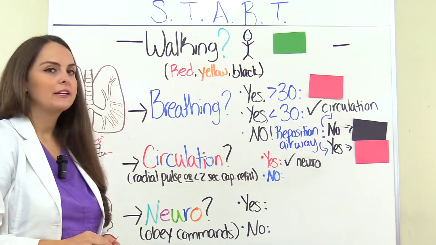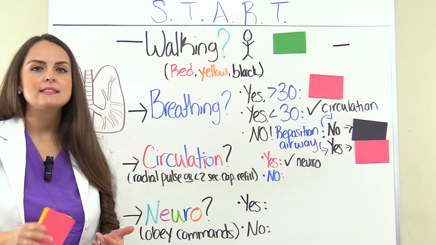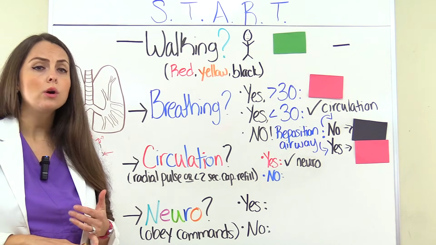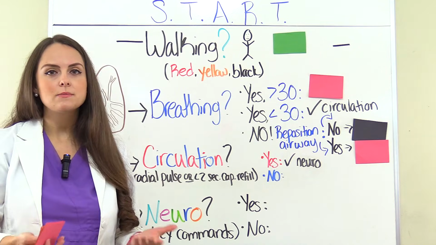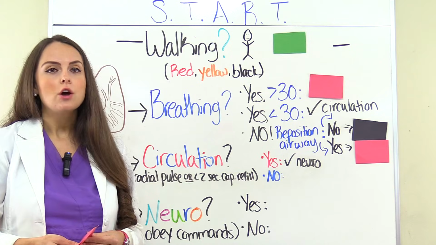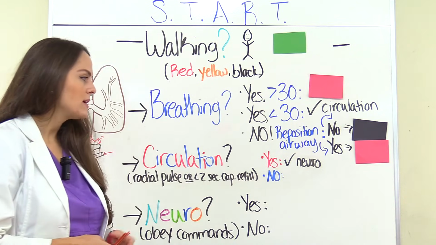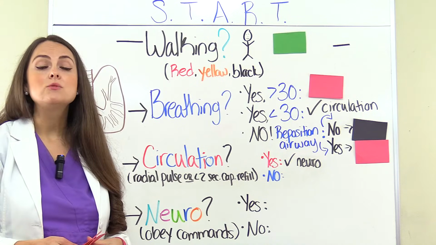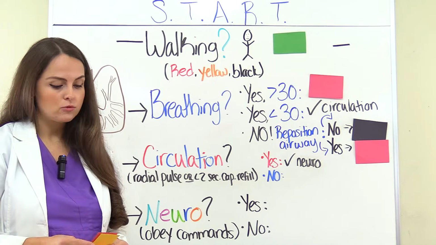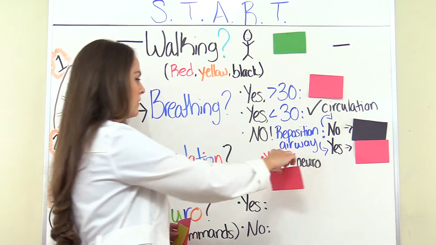Now we're going to look at circulation. What we're looking at is if they have a positive radial pulse or their capillary refill is less than 2 seconds. That tells us this patient is perfusing. Let's say that yes, this is present. Well, we're going to proceed and check their neuro/mental status. But if this was not present, that tells us something's wrong, so they're going to be tagged red.